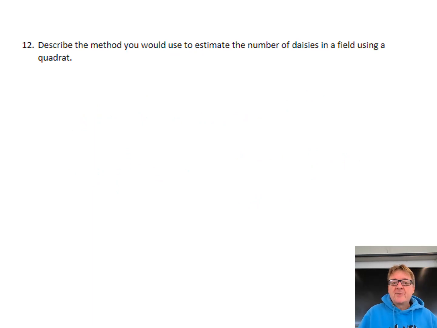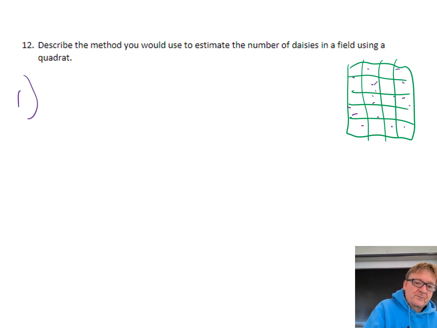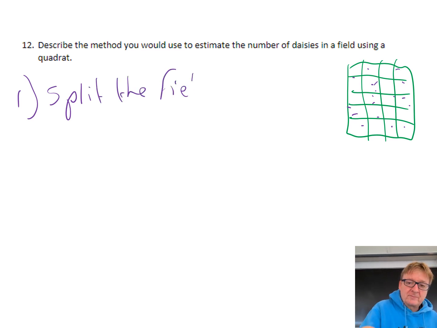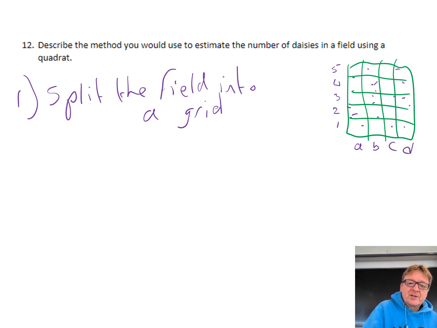Question number 12, describe the method you would use to estimate the number of daisies in a field using a quadrat. Okay, there's my field, and my daisies are purple, obviously. Okay, so number 1, split the field into a grid. Okay, and I'm going to call that 1, 2, 3, 4, 5, and that I'm going to call A, B, C, D. So stage number 2 is I've split the field into a grid like that.